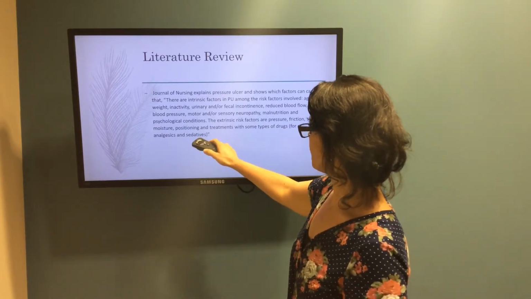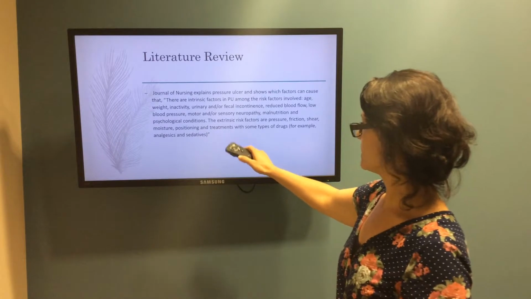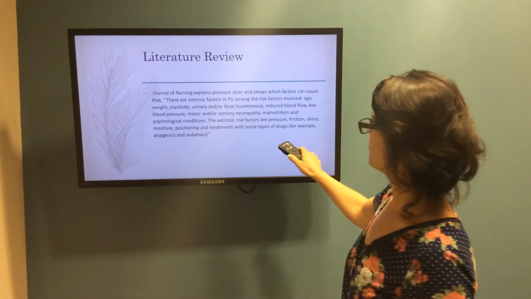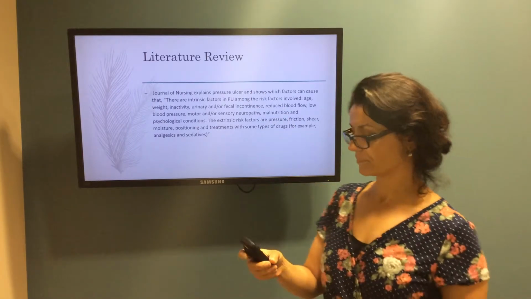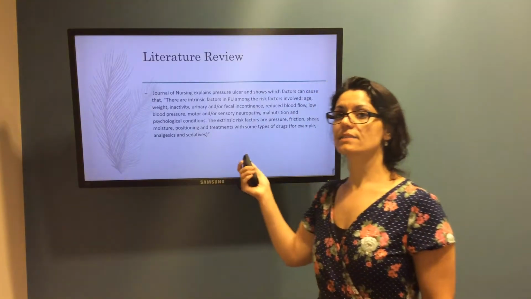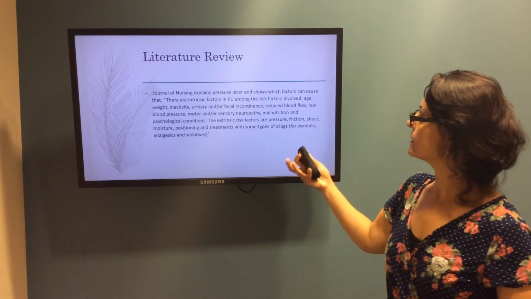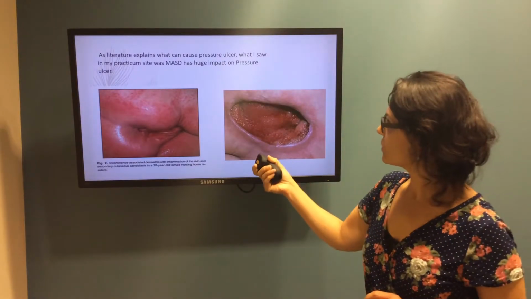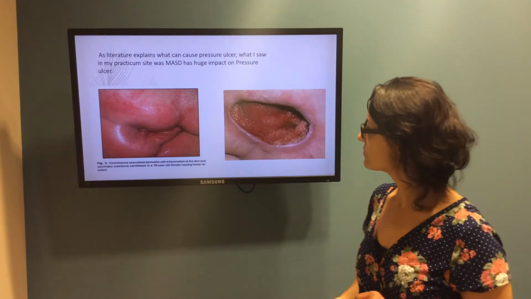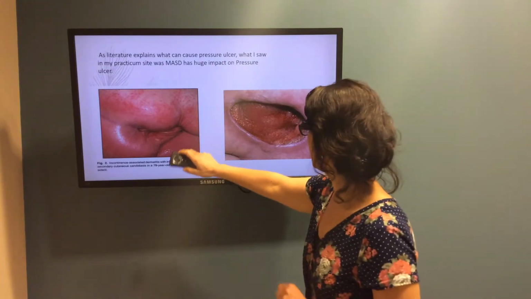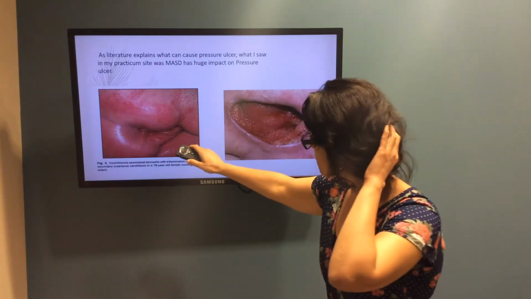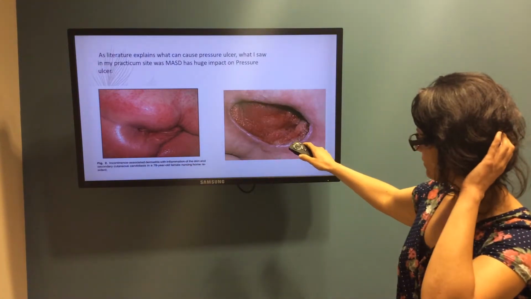If you put the person in the same position, sitting in urine and feces, that's what's going to happen: we're going to get a pressure ulcer. It's very important to understand the connection between those two. Here there are two pictures. This is MASD and this is the pressure ulcer. So that condition can cause that.